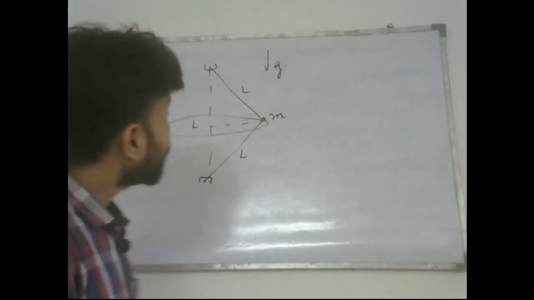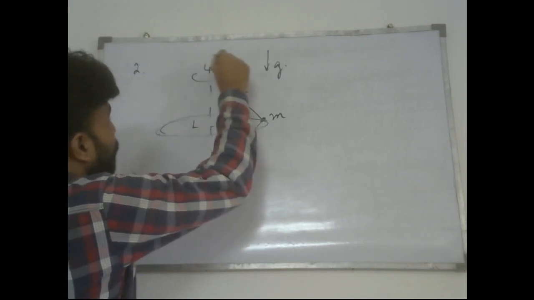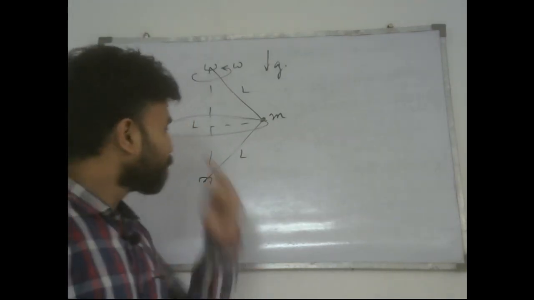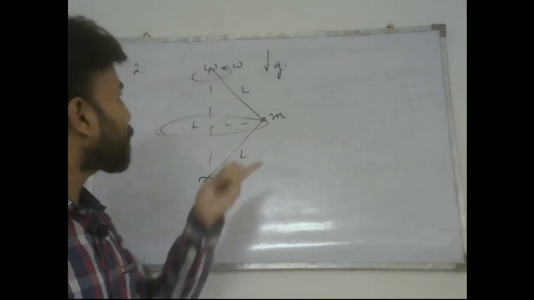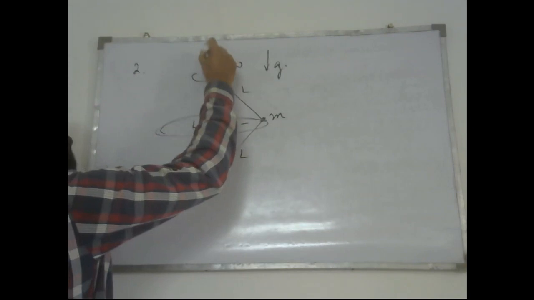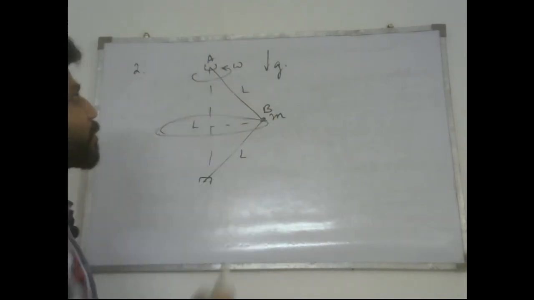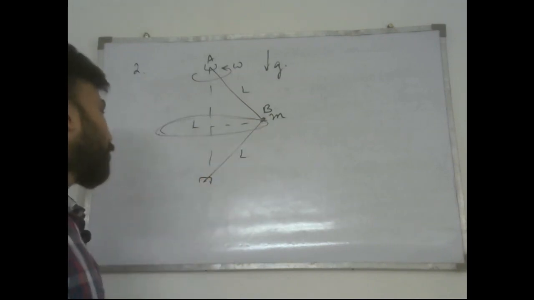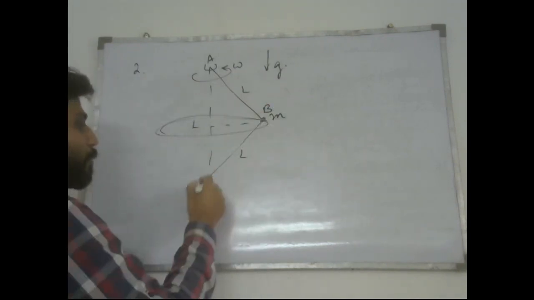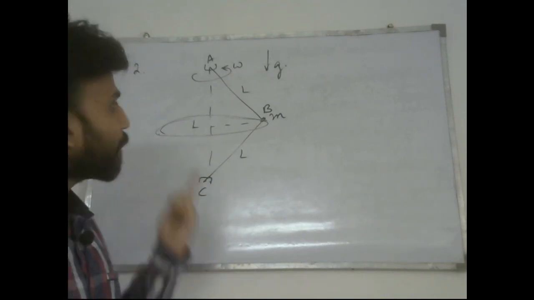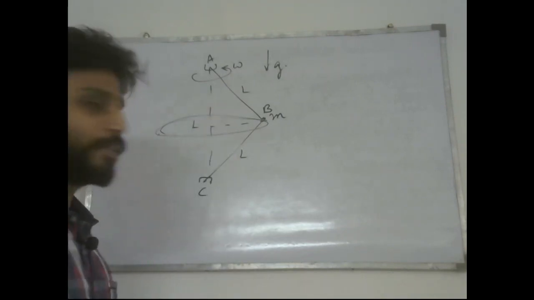So we are given some angular velocity with which this whole system is going in a circle, and both the strings are describing some cones. Let's name the strings. The upper string is named AB, and the string below is named BC. We know the lengths AB and BC are equal, and they themselves are equal to L.